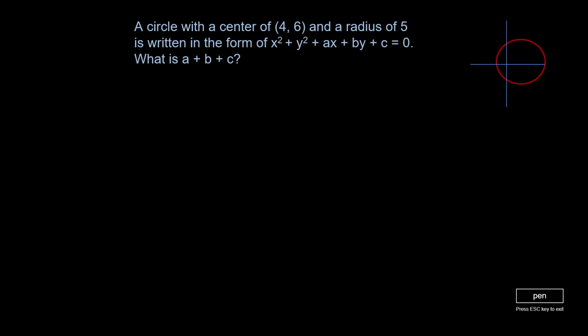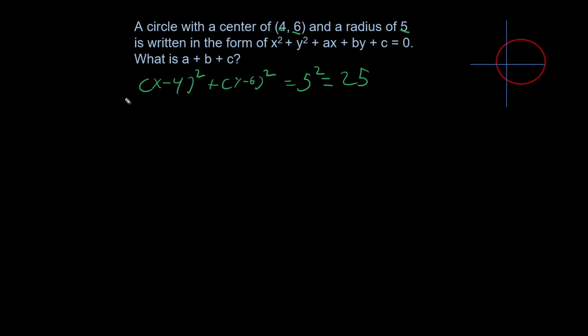A circle with a center of (4, 6) and a radius of 5 is written in the form x squared plus y squared plus ax plus by plus c equals 0. What is a plus b plus c? So we take the 4, 6, and 5, and we make an equation out of it. (x minus 4) squared plus (y minus 6) squared is going to equal 5 squared. That's the standard form for a circle equation. So we have 5 squared, that equals 25.